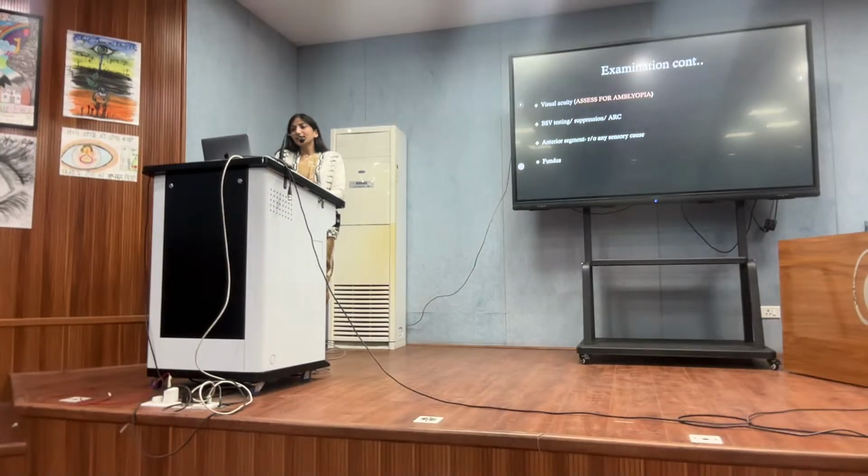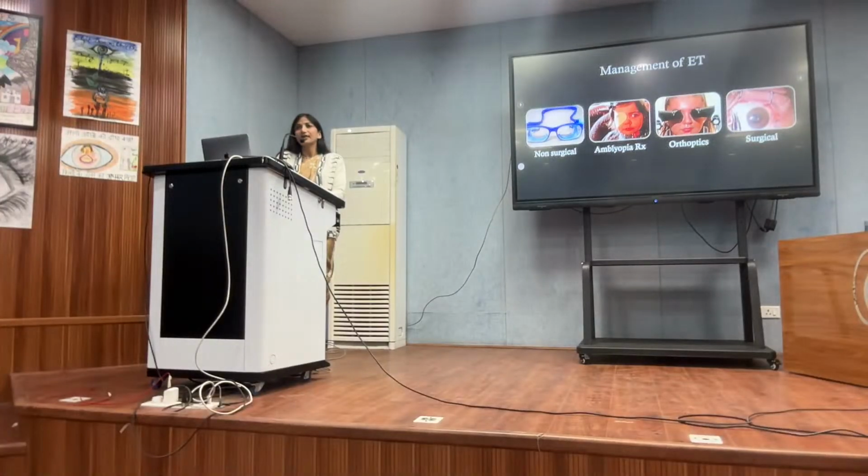Binocular single vision testing for suppression or any ARC has to be checked. You have to rule out any sensory causes of squint and rule out any fundus pathologies before proceeding on to your further management. Briefly talking about the management, it can be non-surgical, primarily by spectacles. These are high hyperopic spectacles given mostly in cases of accommodative esotropias. Amblyopia treatment, which goes hand in hand with any type of management.